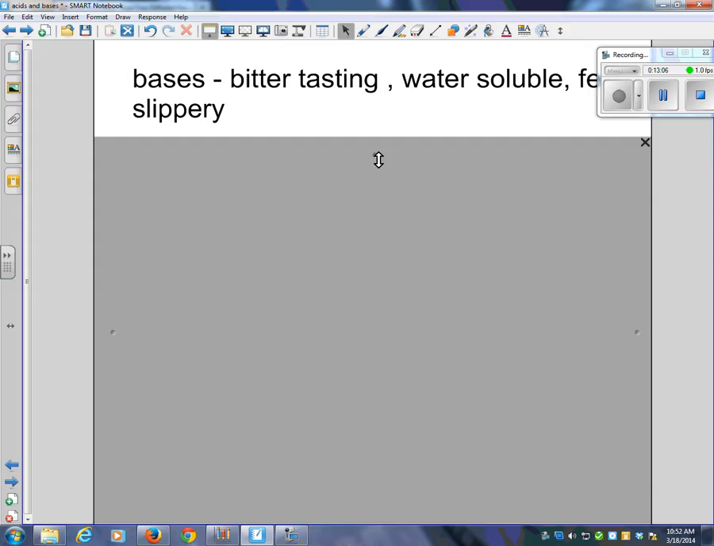Bases are bitter-tasting, water-soluble substances that feel slippery when in aqueous solution. Bases are good conductors of electricity because they release hydroxide ions when they dissolve in water. For example, sodium hydroxide produces sodium ions and hydroxide ions when dissolved in water. Common bases are shown in Table 2. Substances that are described as bases may also be described as alkaline.